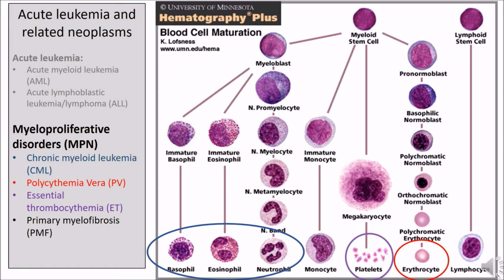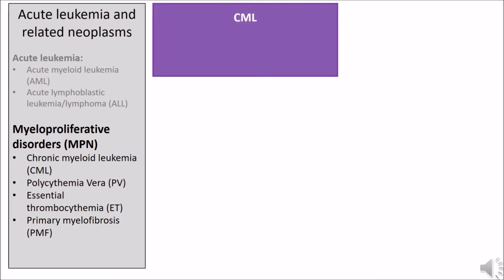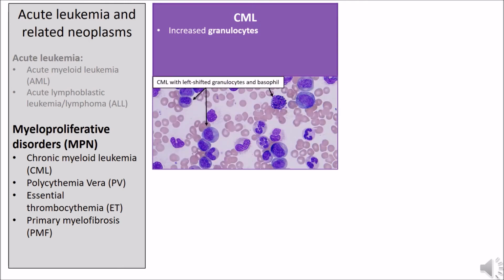Each of these has the ability to transform into an acute leukemia. However, the time course and likelihood are variable. Chronic myeloid leukemia is characterized by proliferation of granulocytes, resulting in an abundance of more immature forms spilling into the peripheral blood, such as promyelocytes, myelocytes, and metamyelocytes, producing a left-shifted leukocytosis, often with increased basophils.